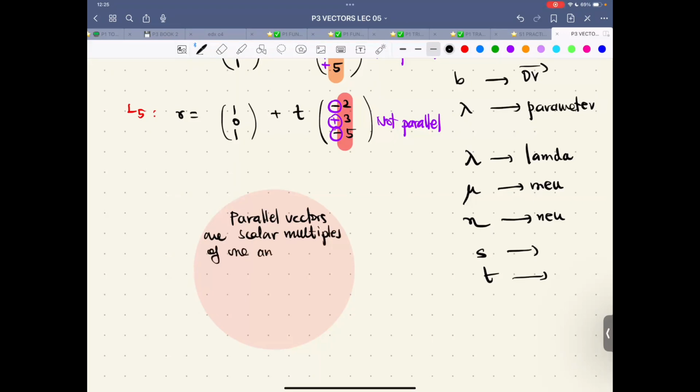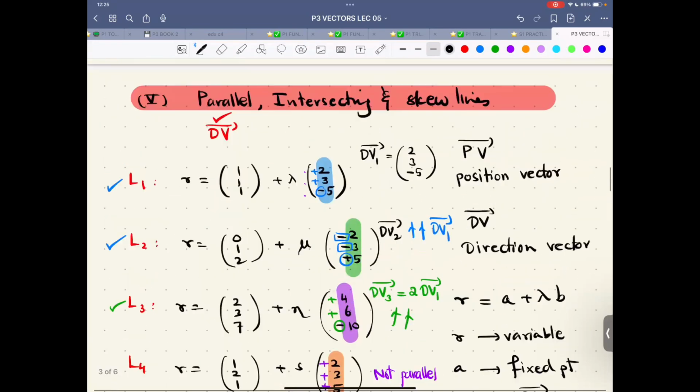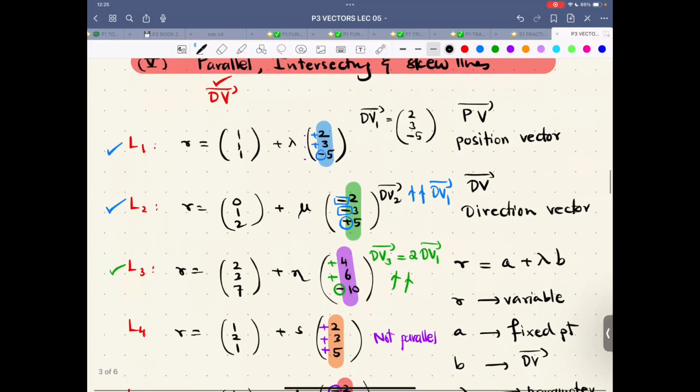That is one thing, and that goes for the direction vectors. If the direction vectors are scalar multiples, then it means the lines are parallel. And we know that parallel lines never meet each other. Or some say they meet at infinity, but who has seen infinity? Okay, so that is the concept of parallel.